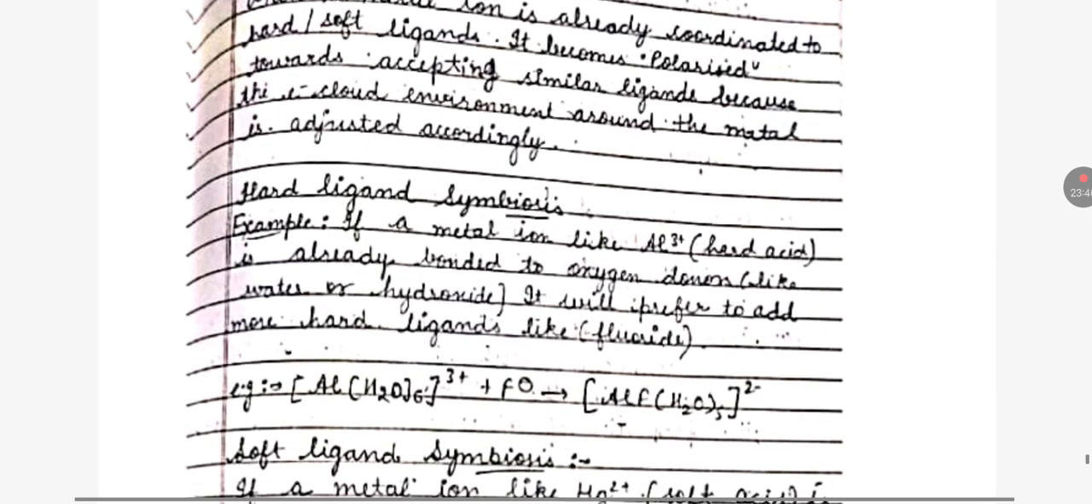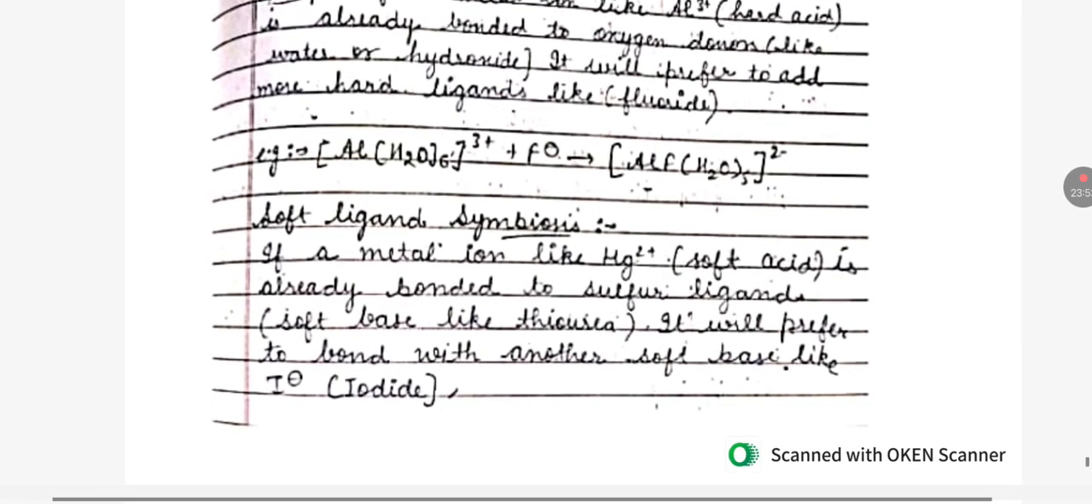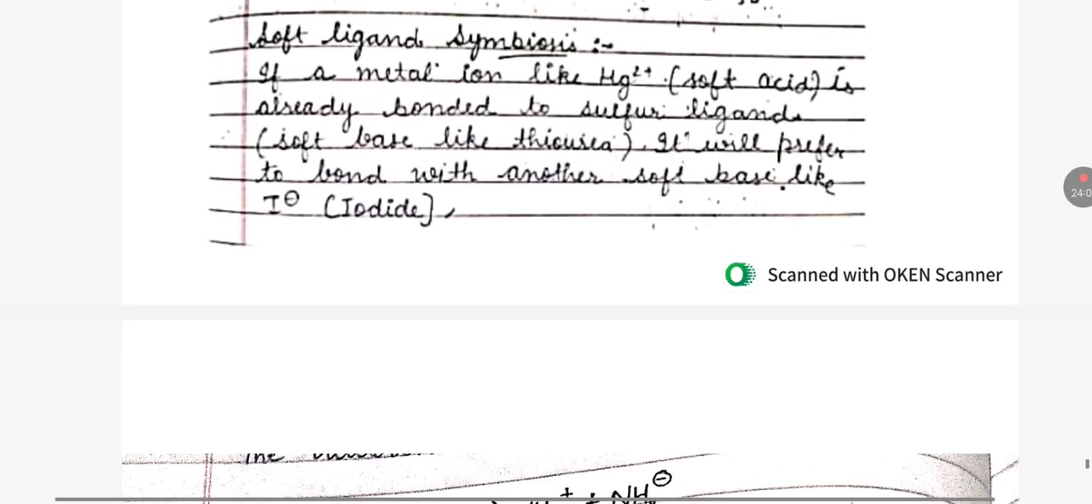Hard ligand symbiosis. If a metal ion like aluminium is already bonded to an oxygen donor like water or hydroxide, it will prefer to add more hard ligands. If a metal ion like mercury is already bonded to a sulfur ligand, it will prefer to bond with another soft base.